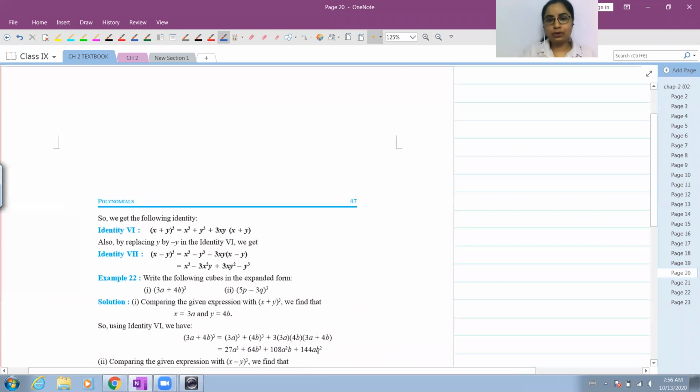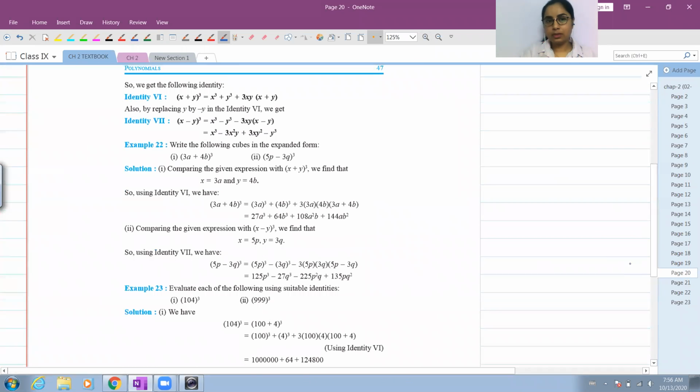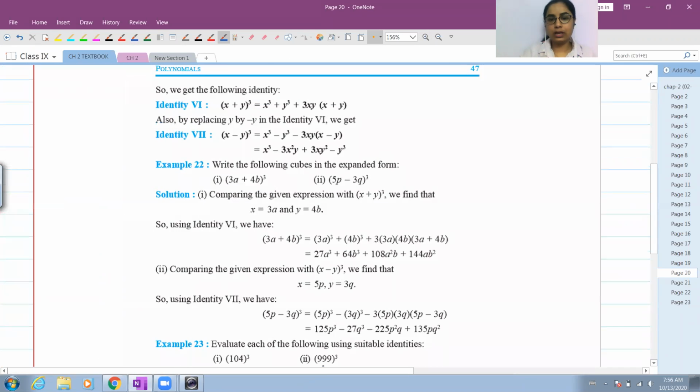The next we have cubic identities for binomial. You have done x plus y whole square, x minus y whole square. Right now we have x plus y whole cube and x minus y whole cube. Sum of two terms cubed. This is what we have.